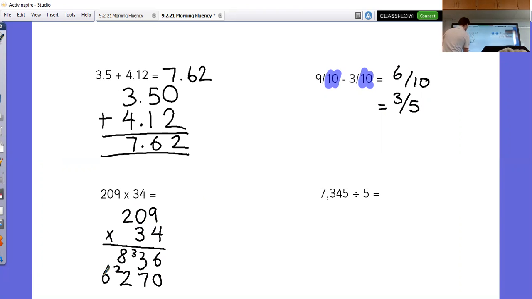Now I need to add those together. I will do that over here. 6 add 0 is 6. 3 add 7 is 10. 8 add 2 is 10. Add the 1 is 11. 6 add 1 is 7. So my answer is 7,106.